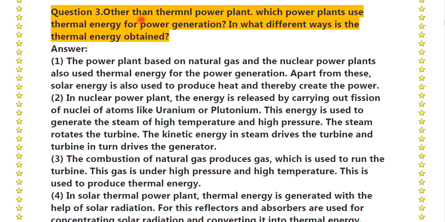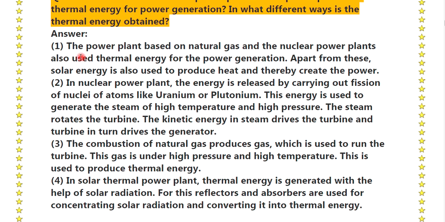Question number 3, other than the thermal power plant, which power plant uses thermal energy for power generation? In what different ways is the thermal energy obtained? Answer, first point, the power plant based on natural gas and the nuclear power plants also use thermal energy for power generation. Apart from this, solar energy is used to produce heat and thereby create the power.